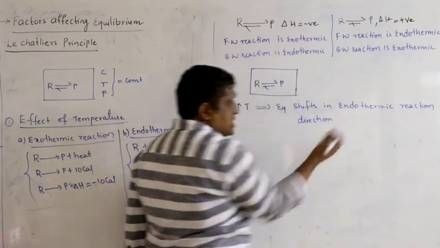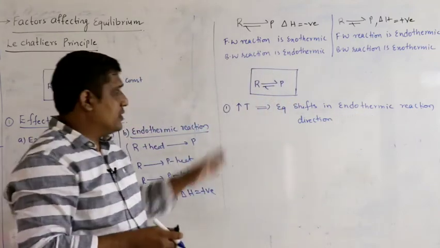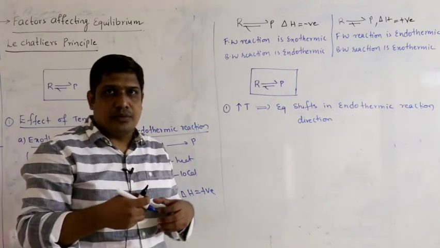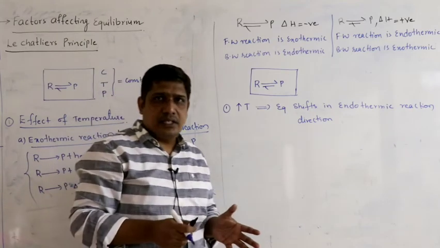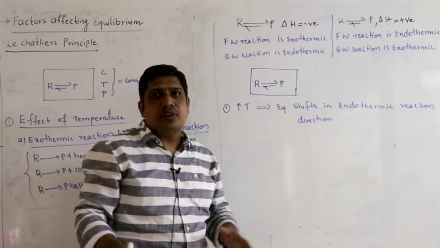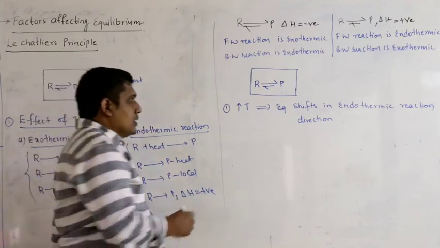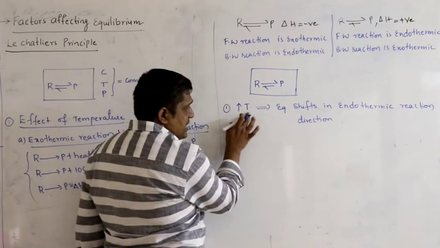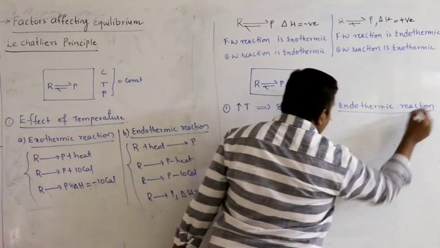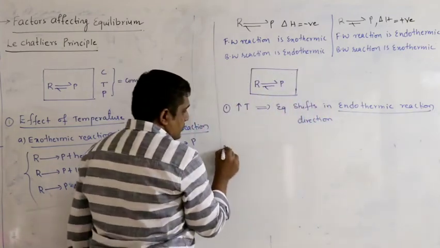Why? Because this reaction will absorb energy. So whatever energy you are supplying, it will be absorbed. Once the heating stops and the temperature becomes normal, again the equilibrium is attained. That means increase in temperature favors endothermic reaction.